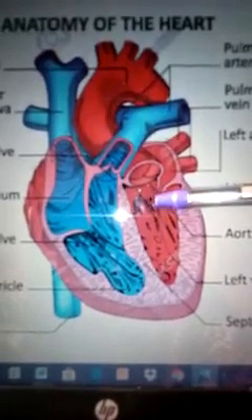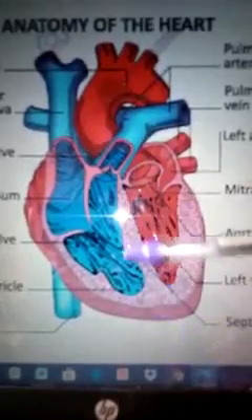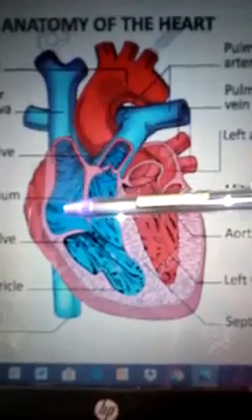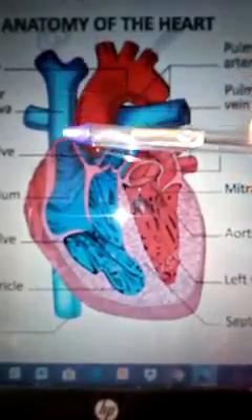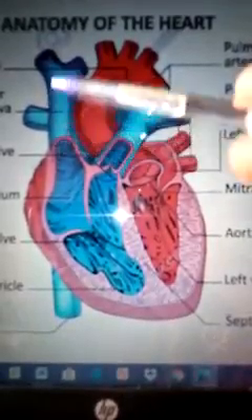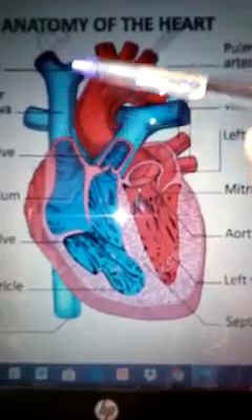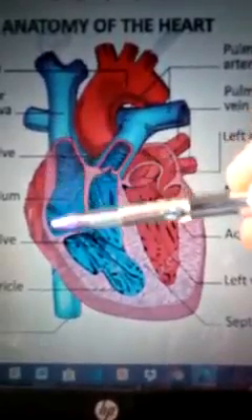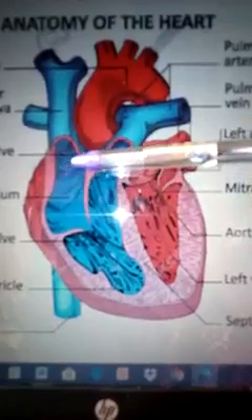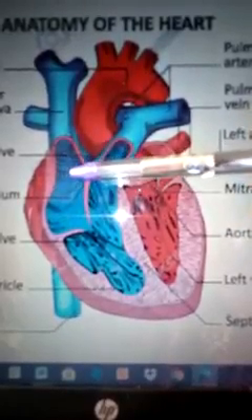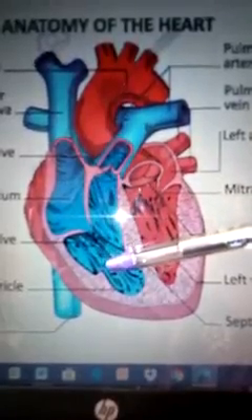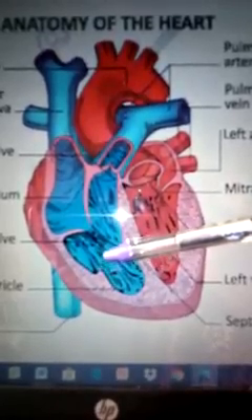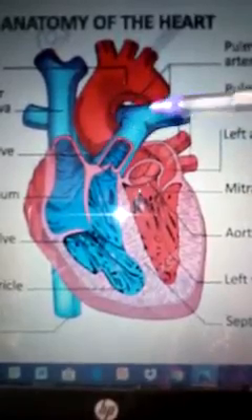Now, let us take the chambers one after the other. The right auricle receives blood through the vena cava, which is the main vein. The main vein carries the blood that is coming from all parts of the body and deposits the blood in the right auricle. From the right auricle, the blood moves to the right ventricle, and it is from the right ventricle that the blood is moved to the lungs.